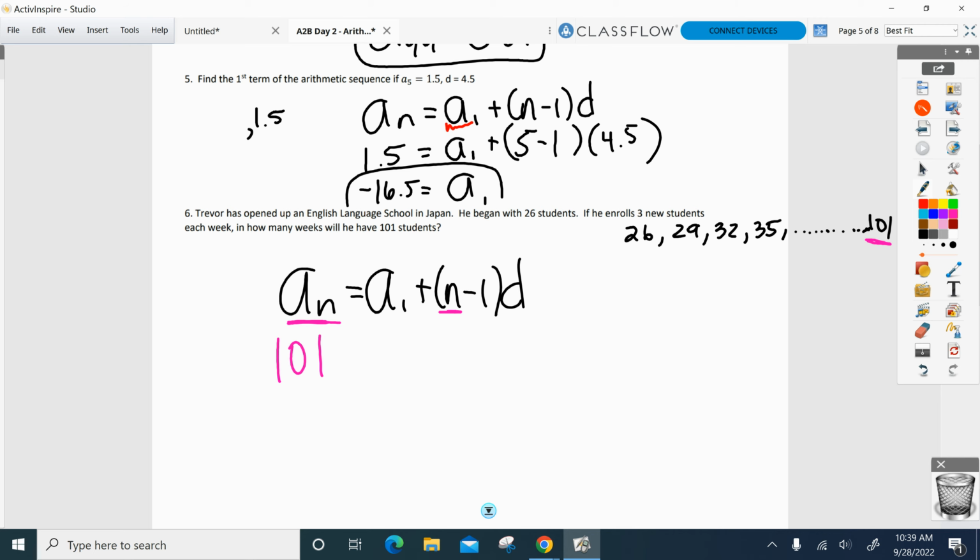What's the first term? 26 plus, guess what? I'm going to leave n because I want to know where 101 falls in the sequence. That's how many weeks it would be. Does everyone see? I'm going to leave n because that's how many weeks it'll take to get to 101. And then how about the d value, which we know? 3. So distribute the 3.